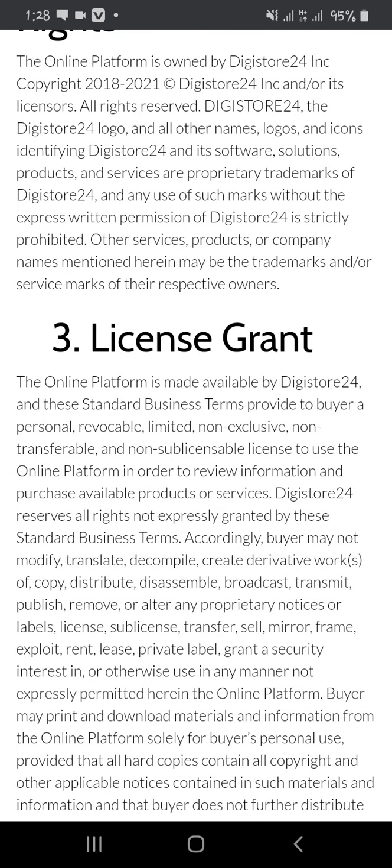Three, license grant. The online platform is made available by Digistore24, and these standard business terms provide to buyer a personal, revocable, limited, non-exclusive, non-transferable and non-sublicensable license to use the online platform in order to review information and purchase available products or services. Digistore24 reserves all rights not expressly granted by these standard business terms.